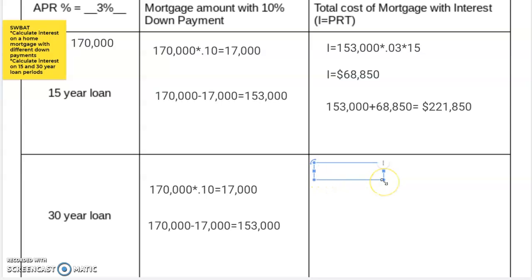So our interest calculations are going to look very similar. We're going to take $153,000, our principal amount, times the same interest rate, that 0.03. We're going to be multiplying.